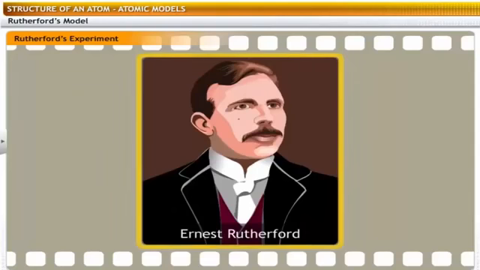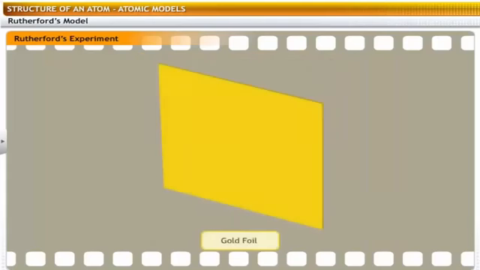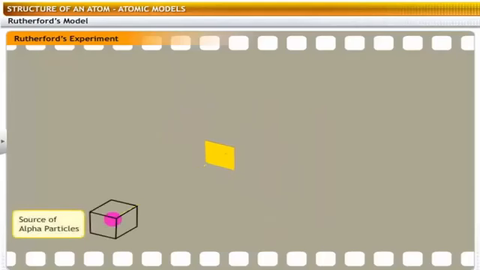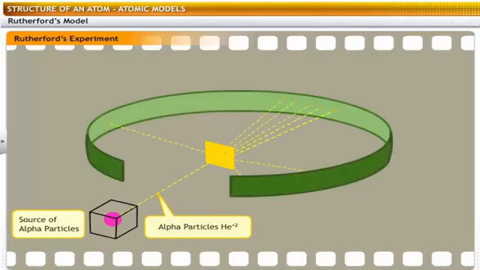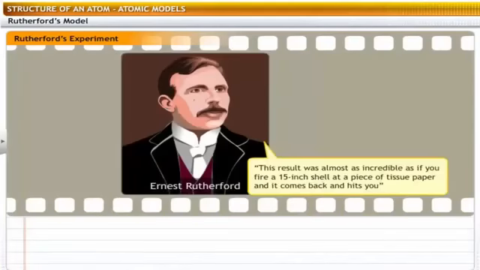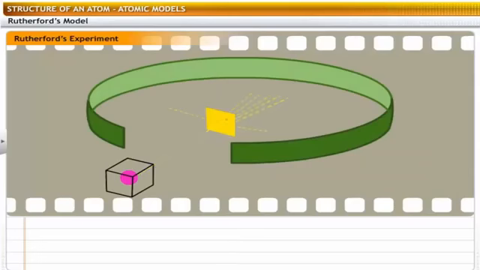Thomson's student, Ernest Rutherford, conducted an experiment using gold foil which disproved Thomson's model. For his experiment, Rutherford used a gold foil which was about 1,000 atoms thick. He made a narrow beam of alpha particles fall on the gold foil. Alpha particles are doubly charged helium ions and have a mass of 4 atomic mass units. The result of the experiment was unexpected, as it did not follow the structure of an atom as known to scientists at that time.